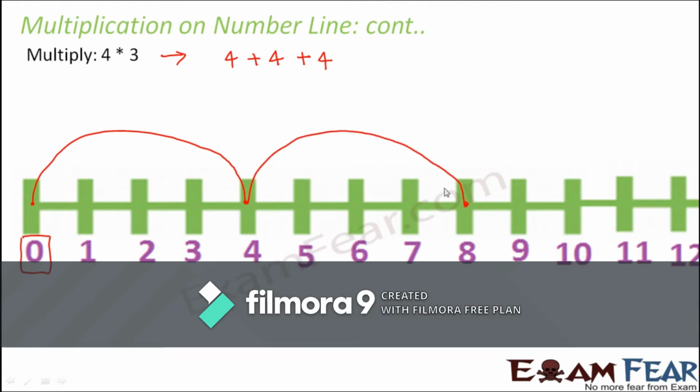So 4 is added 2 times. Now the third time is left. Again 1, 2, 3, 4. So 4 is now added 3 times. And where have we reached? We have reached 12. So this shows that 4 into 3 is 12. So here also we made 3 jumps, and each jump was for 4.